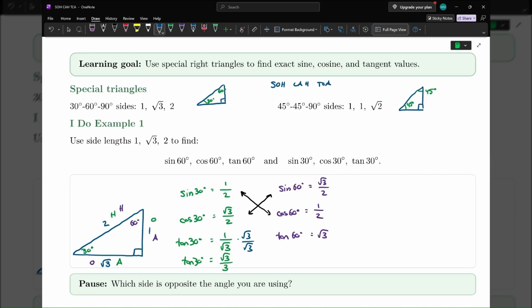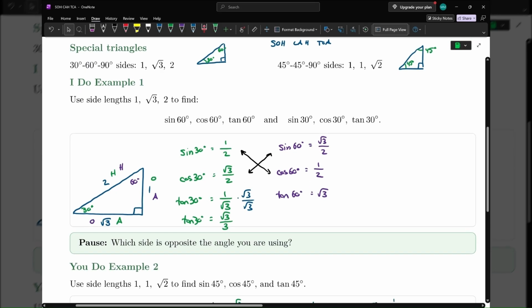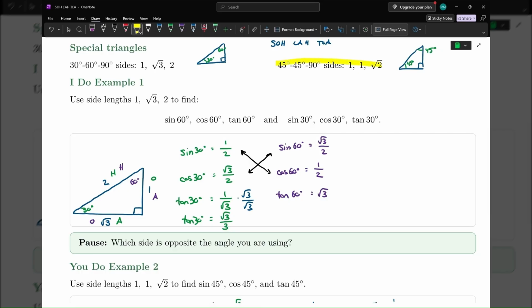But I'm going to pull up the next one, the one for you to try, just to finish off these triangles. So here's yours. You're going to use this second triangle, the one right up here, to find sine 45, cos 45, and tan 45. So pause the video, take a shot at that, and then we'll come back for the answer.